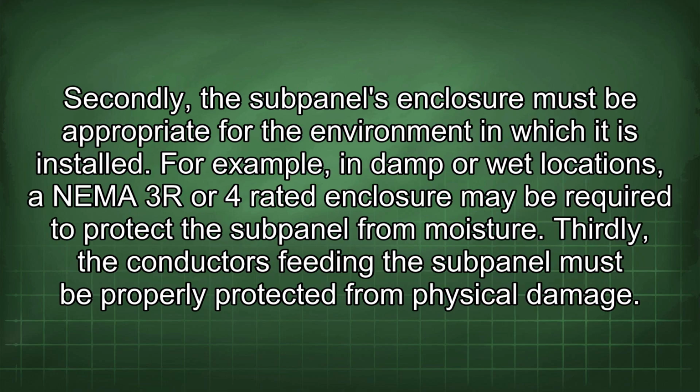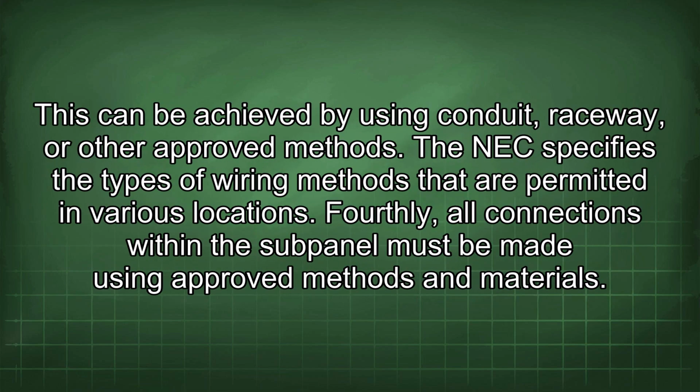Secondly, the subpanel's enclosure must be appropriate for the environment in which it is installed. For example, in damp or wet locations, a NEMA 3R or 4 rated enclosure may be required to protect the subpanel from moisture. Thirdly, the conductors feeding the subpanel must be properly protected from physical damage. This can be achieved by using conduit, raceway, or other approved methods. The NEC specifies the types of wiring methods that are permitted in various locations.